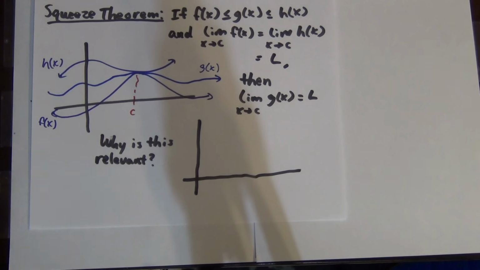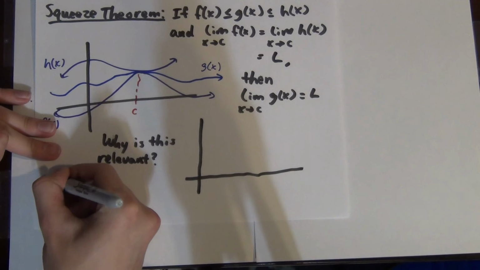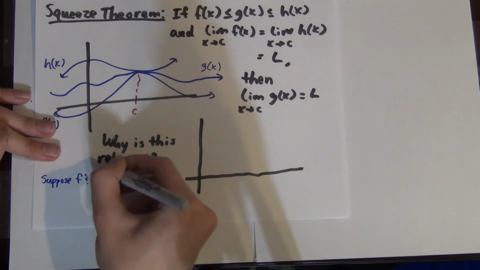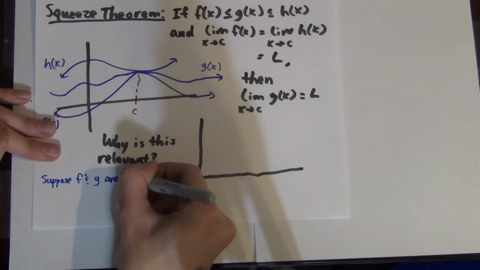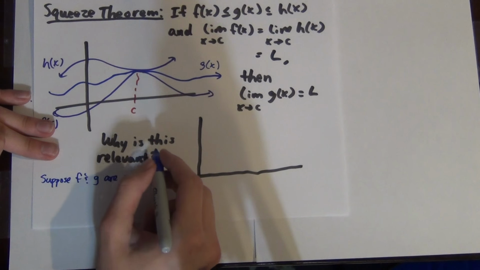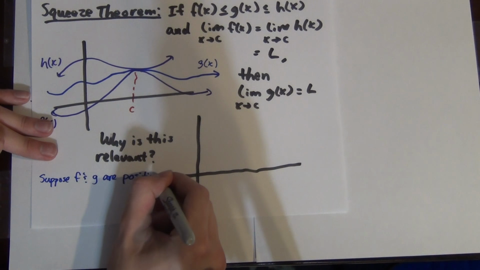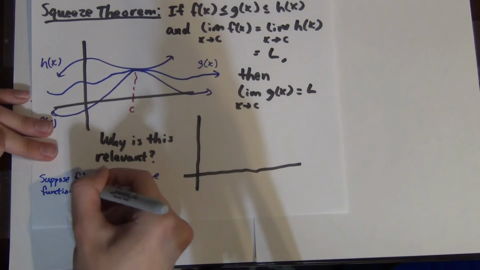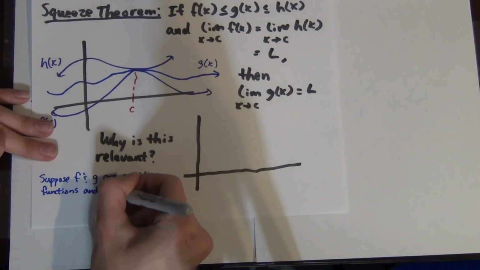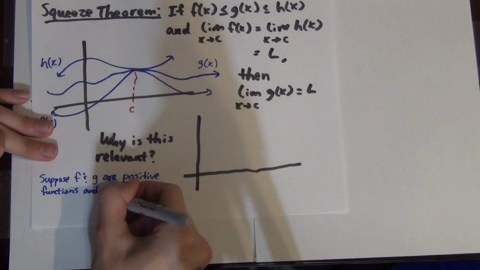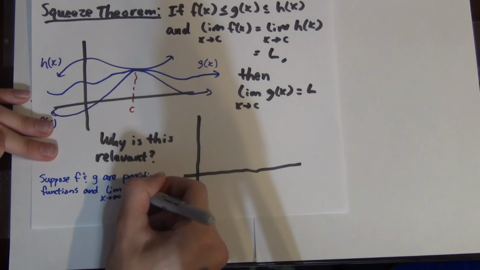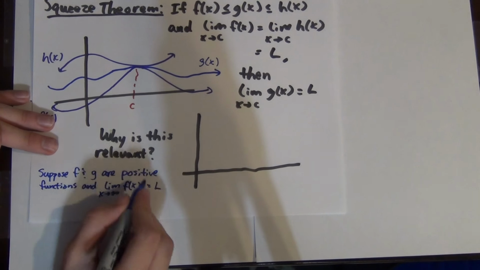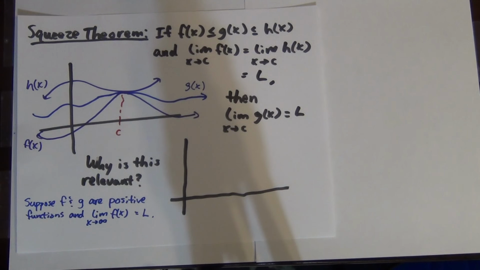So suppose f and g are positive functions. You're always above the x-axis. And I know that the limit at infinity, so as x approaches infinity of f of x, eventually goes to some value L. Let me just draw that.